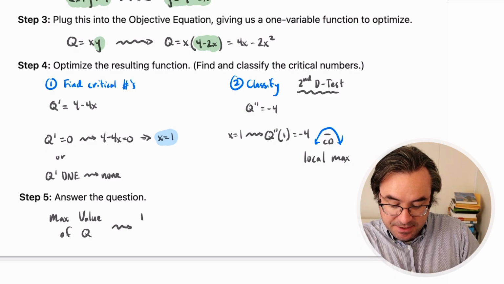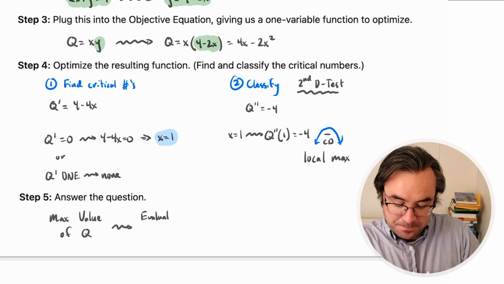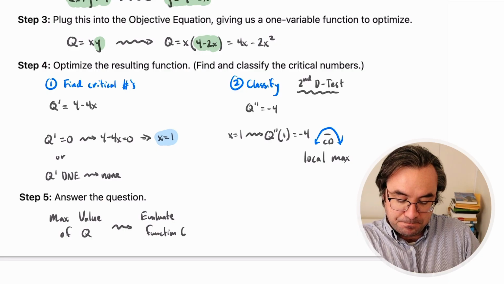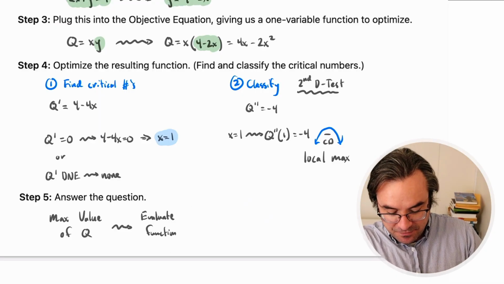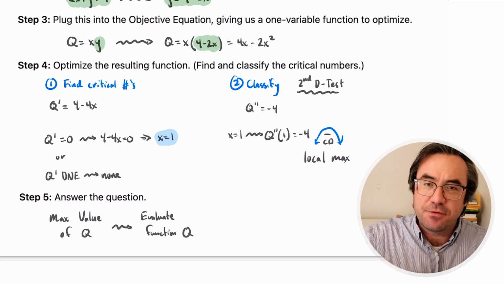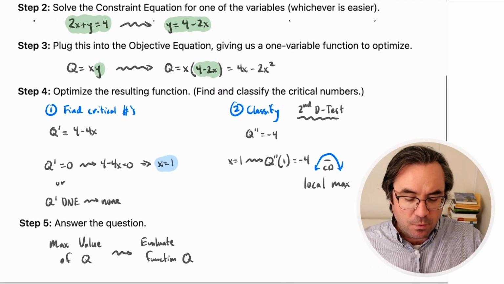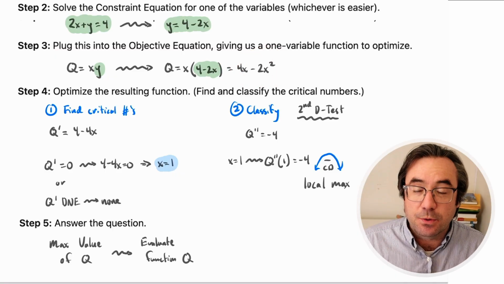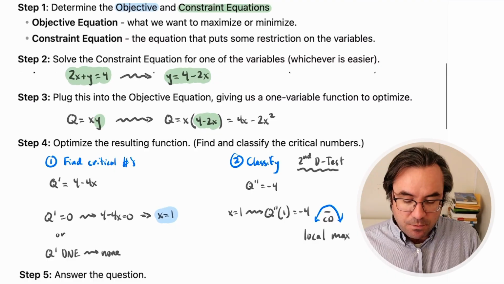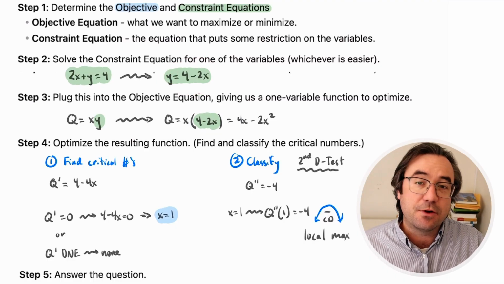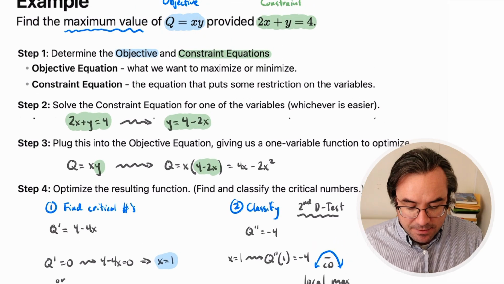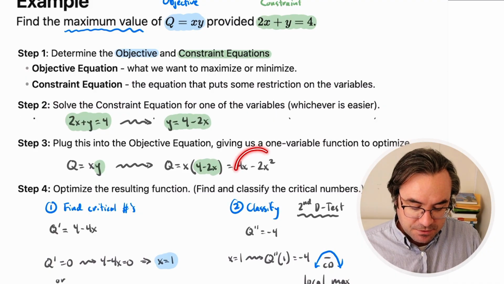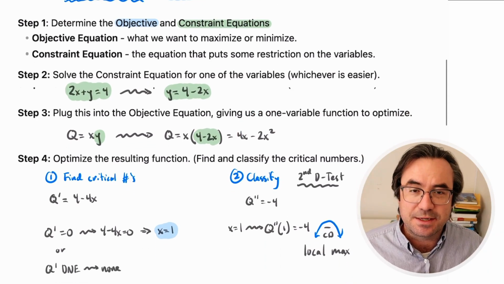So what that means is evaluate our function q. So we have to evaluate it. All right, so we have two versions of function q. We have our one variable version here, which is the one we're going to go with. But we could also figure out what y is, plug our x value in here, figure out y, and then go back to the original source, x times y for our q. But it's better to use the one variable version because we already know what x is.